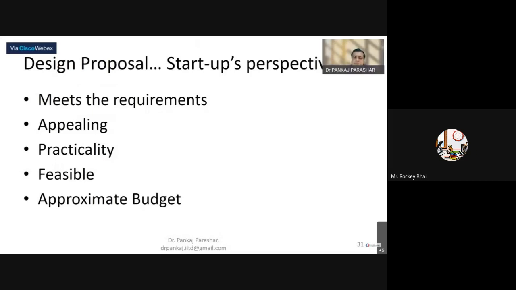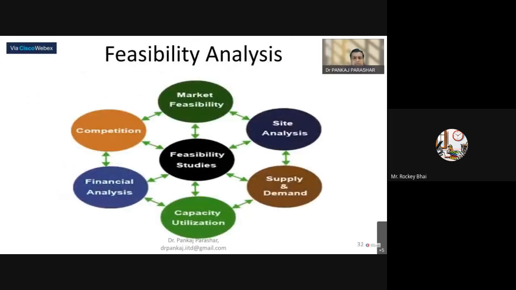So these are the aspects: meeting the requirements, appeal, practicality, feasibility, and approximate budget. Do we have the money basically to do all these things? So that is how the design proposals are discussed. Feasibility analysis is basically: does it suit us? Do we have the demand? Do we have the capacity? Do we have the money? Do we have the expertise? Do we even stand a chance against the competition? So these are all features that are interrelated, and that's what is discussed, and the outcome is finalized.